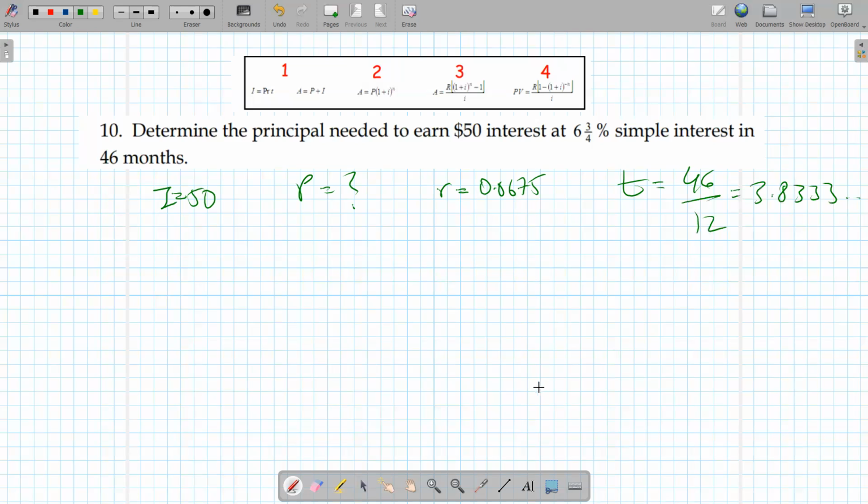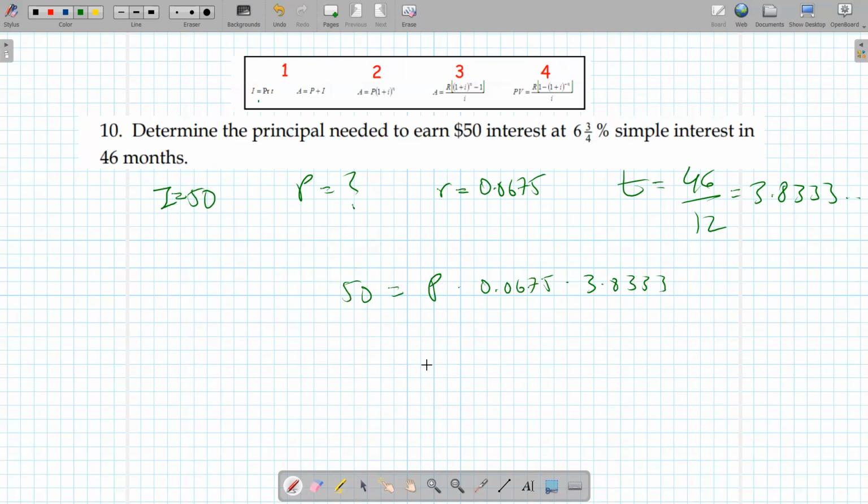So let's look at the equation. We're using this one, right? I, so 50 is equal to P, we don't know what that is, times 0.0675, and then we know the T is 3.8333. How do we solve this equation for P? It's a simple linear equation. You divide by the other two numbers. Right, so 50 divided by 0.0675 gives me some number, and I'm going to use that.